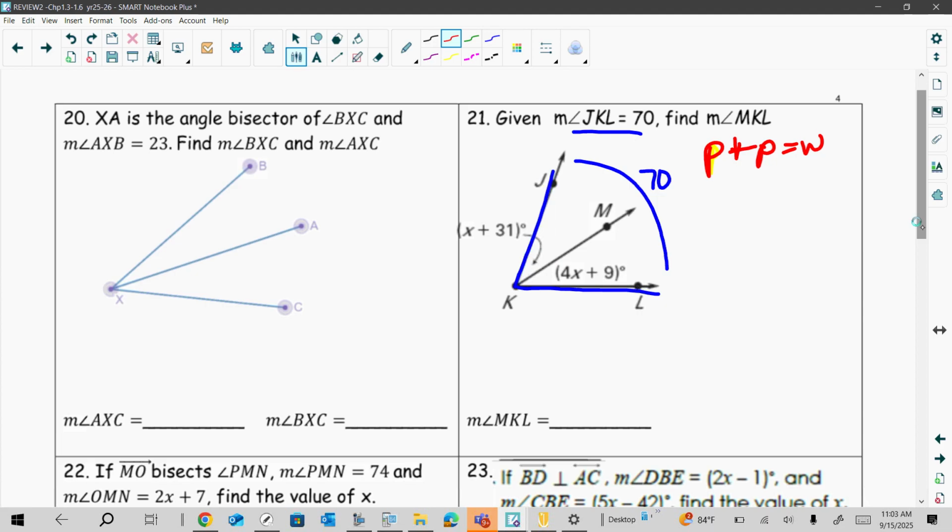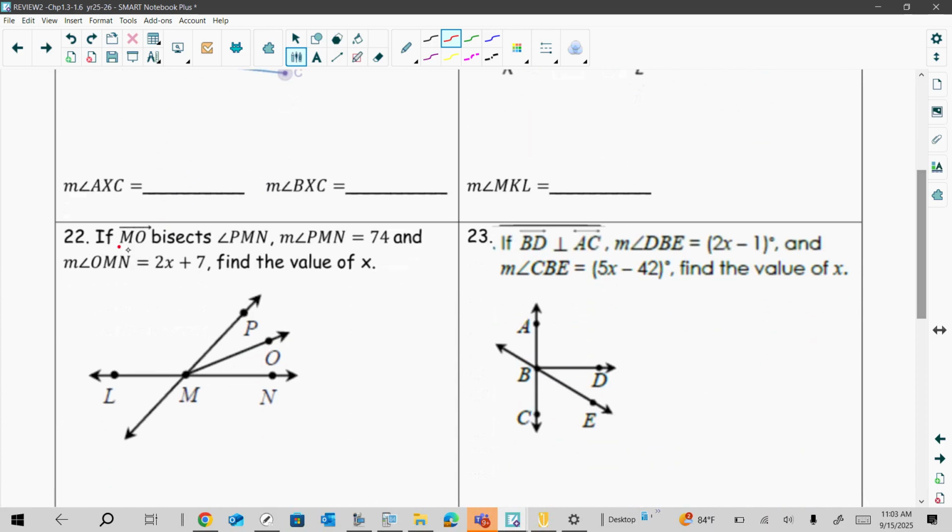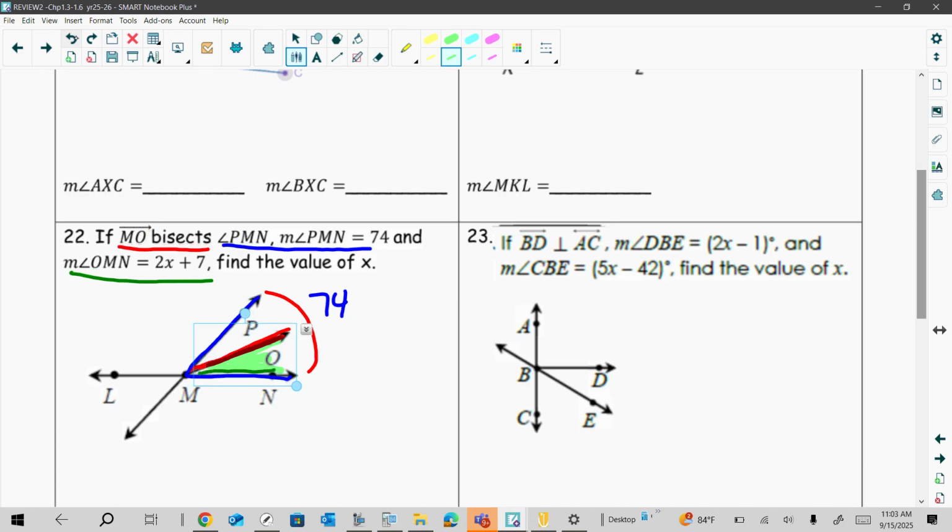The one I wanted to talk about was understanding bisects. MO bisects the whole angle here. That whole angle PMN, P to M to N, is 74. They tell us OMN, so that is this angle, and I'm going to highlight that. That angle is the 2x plus 7. I'm just going to draw an arrow pointing to the inside of 2x plus 7.